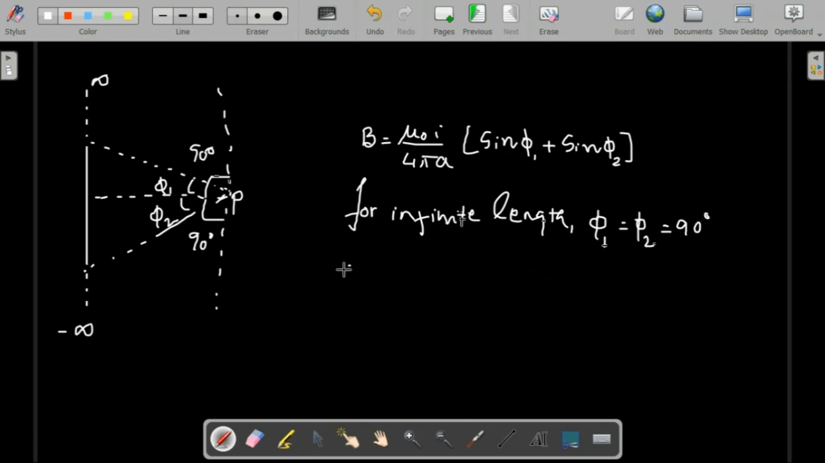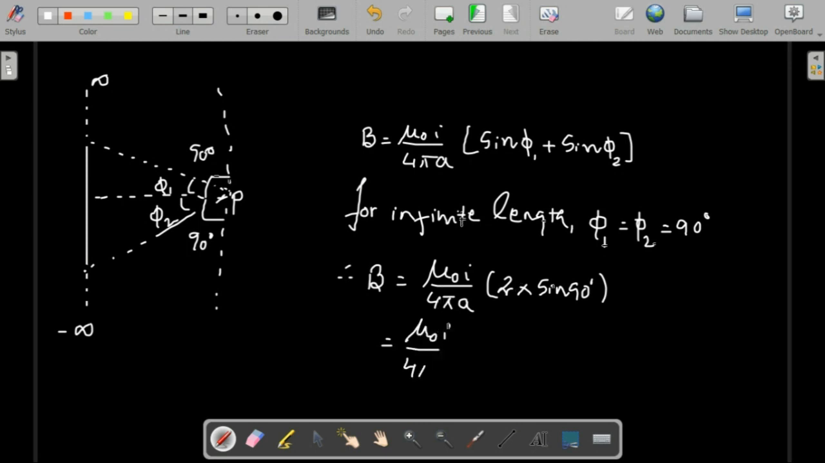So the magnetic field that we are going to have is mu naught I divided by 4 pi a into sine 90 plus sine 90. That would be 2 into sine of 90 degree, right? Sine 90 is 1. So we can take this to be mu naught I by 4 pi a into 2. I can cancel this out, this is 2, so this is mu naught I by 2 pi a.